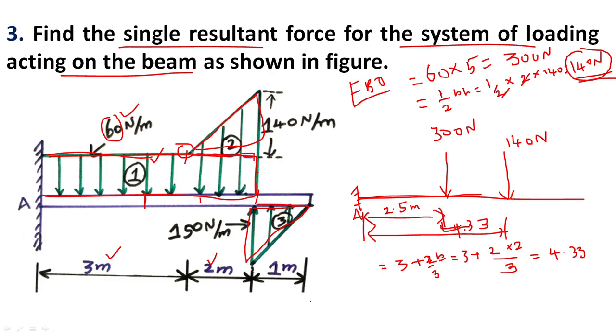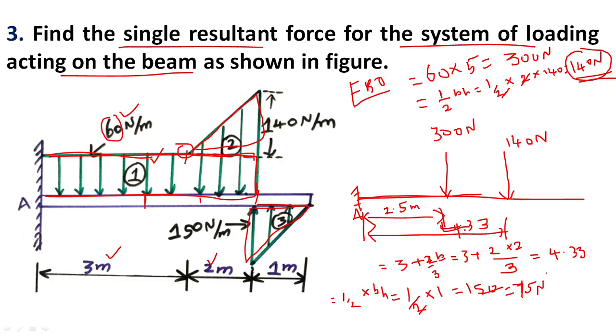Next, the bottom load, the uniformly varying load. This is also half of BH. So it is half into the magnitude of B into H, where B is 1 and H is 150. So half into 150 is 75, which is equal to 75 newton. Here the 75 newton load is acting.